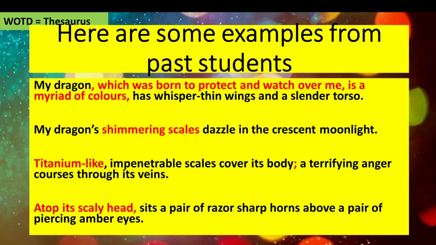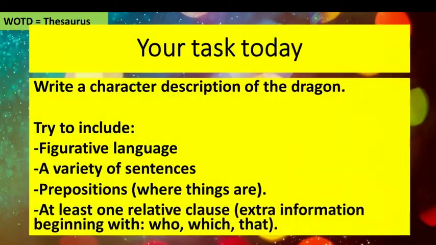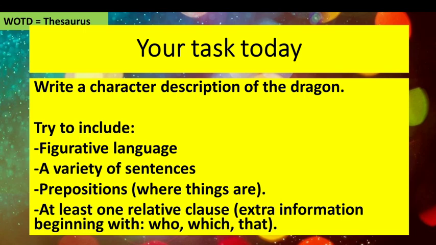The last example I've got, I really like because it's used a preposition at the beginning to tell me where something is. Atop its scaly head sits a pair of razor-sharp horns above a pair of piercing amber eyes. So there's just a few more things for you to think about there, like what you could include when you start your description.